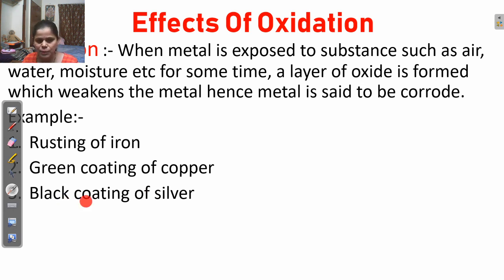And the third example is the black coating of the silver. This is a very common example. If we leave the silver utensils for some time in the open air, a blackish layer appears on the upper surface. So these are three examples of the corrosion.